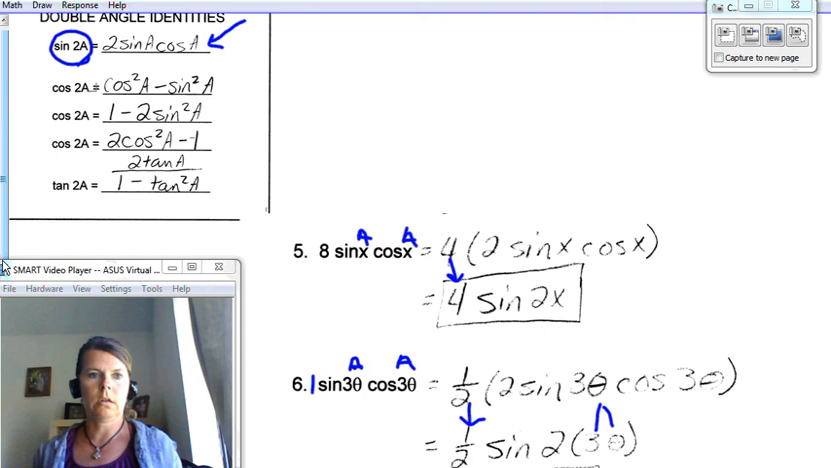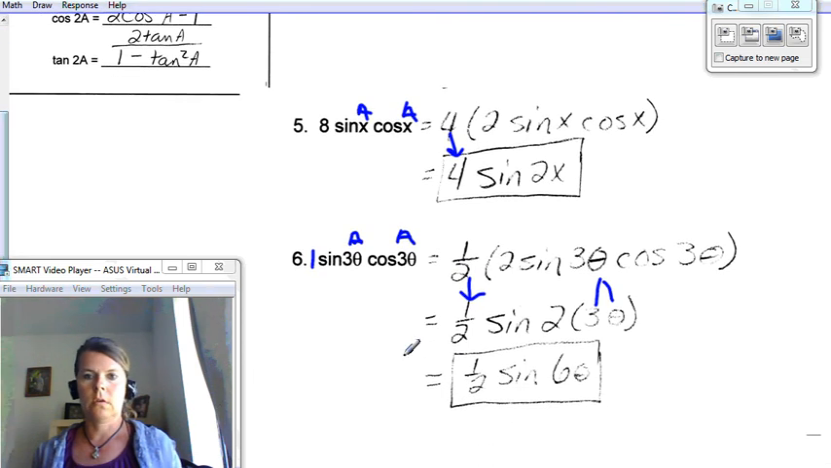Okay, and then let's see what they did here. Oh, they just multiplied 2 times 3 to get 6 theta. So our answer is 1/2. That just comes down again. Sine 2 times 3, 6 theta. And this is a theta. It looks kind of faded.